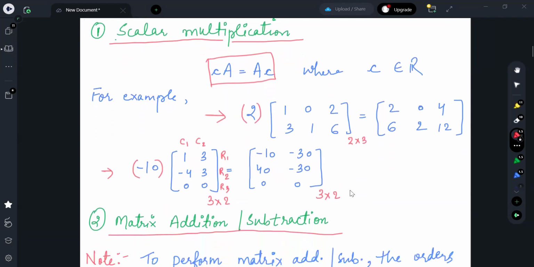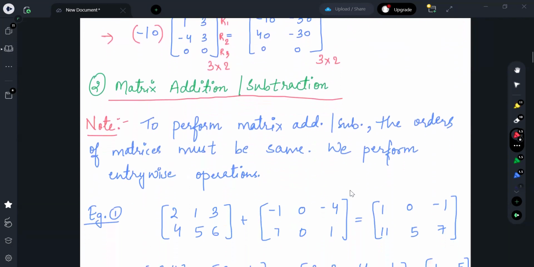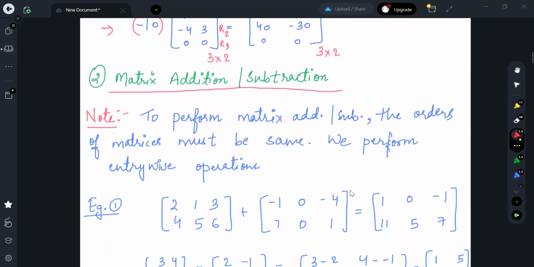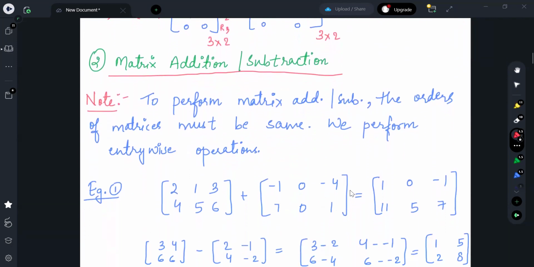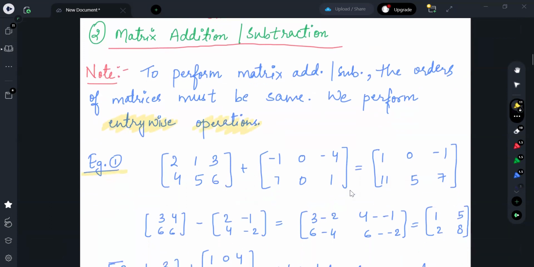The second operation that we learn is matrix addition and subtraction. It's also a very straightforward operation. One thing that you have to keep in mind is the matrices must be of the same order. Otherwise, the addition and subtraction of the matrices will not be defined because we perform entry-wise operations. Let's see this example. It will make it more clear.